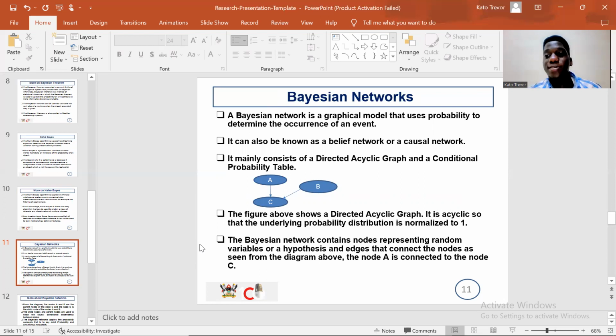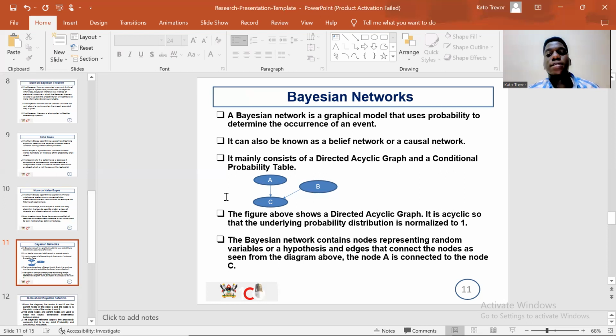And the reason why it's made like that is so that the underlying probability distribution is normalized to 1 for the network. There's a figure here, having nodes A, B, and C. The figure above shows a directed acyclic graph. A graph is acyclic so that the underlying probability distribution is normalized to 1, as I said earlier.